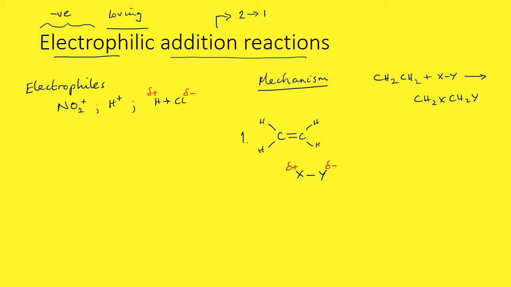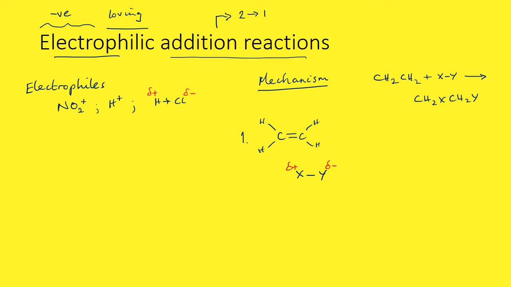Now, this molecule XY could have been polar already, like I've drawn it, or in fact it could become polar as it approaches the double bond. Let's say X randomly approached the double bond, then the electrons in that XY bond would move away from the X, leaving it delta positive. So either way, it's now a polar molecule.